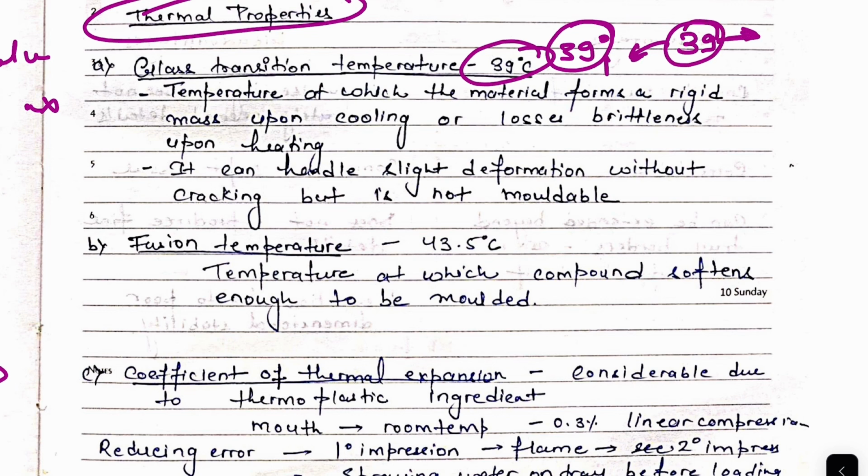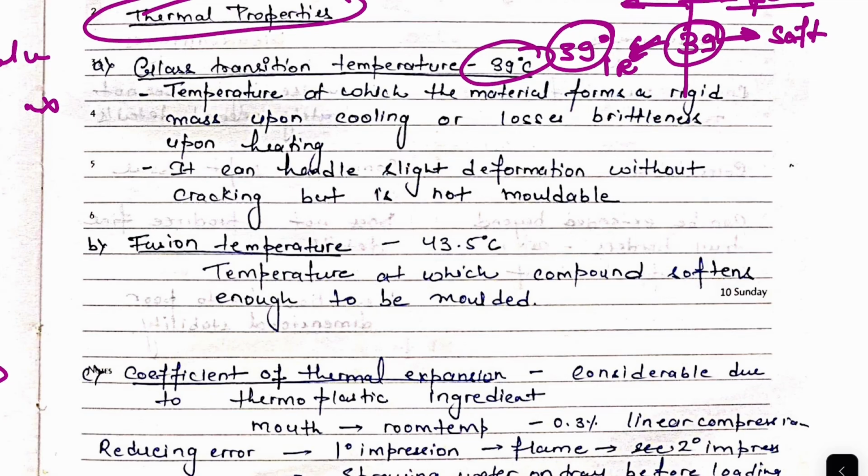Above this temperature, if I heat it, it will not be brittle. It will get soft. And if I cool it any further, it will lose the brittleness. It will lose the rigidity. So this is the temperature where you can say that below this it is solid, and above this it is flowable or moldable, or not liquid but moldable.